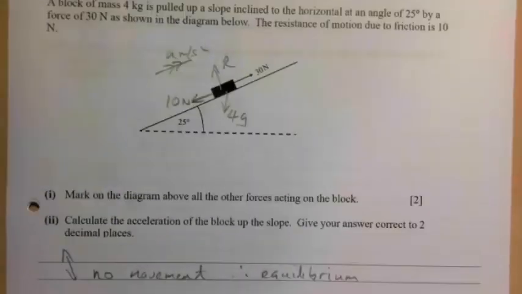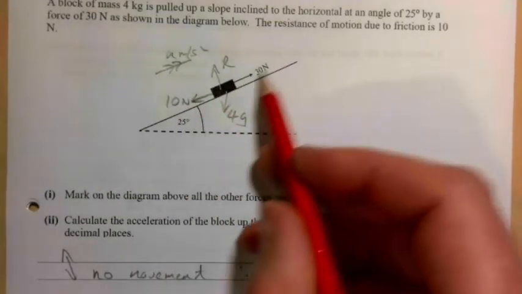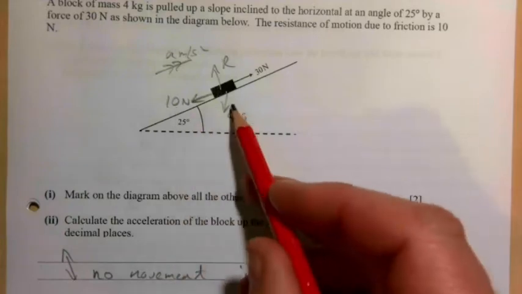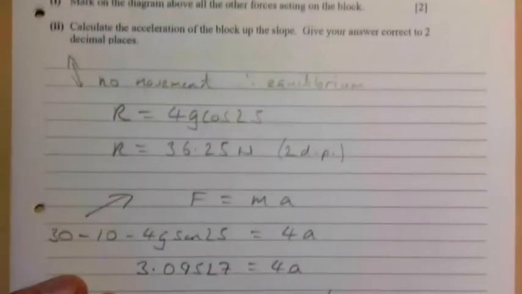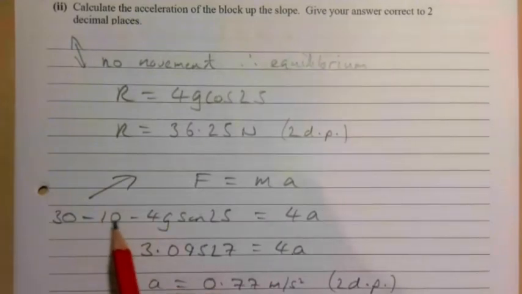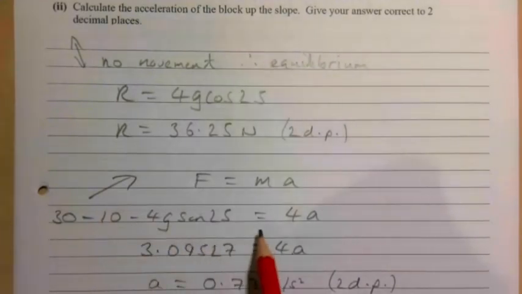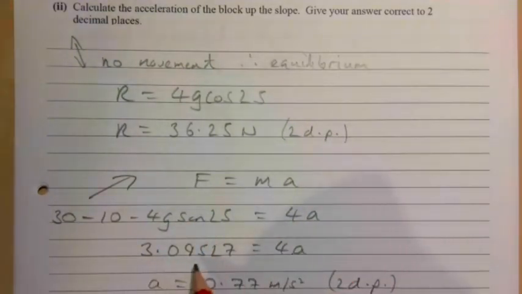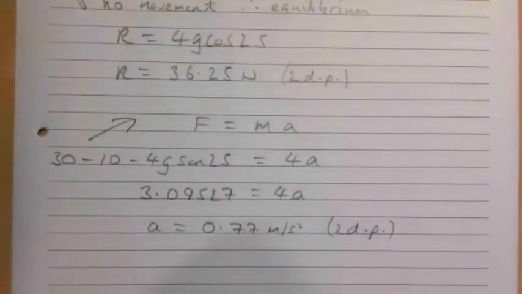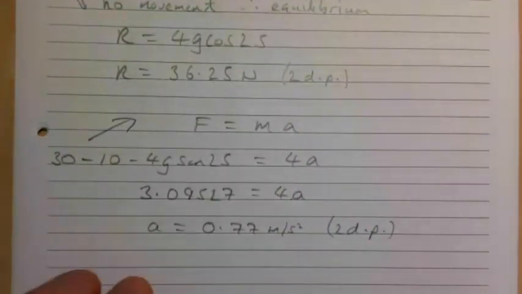For this one, we have F equals MA. So what do we have going in this direction? 30, take away 10, take away 4G sine 25. So that's what I've written here: 30 take away 10 take away 4G sine 25 equals 4A. Put that into your calculator, 3.09527 equals 4A, and that gives you A is 0.77 meters per second squared. That's the 2 decimal places.